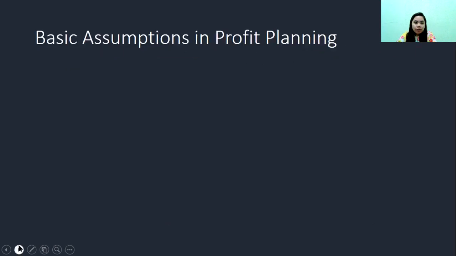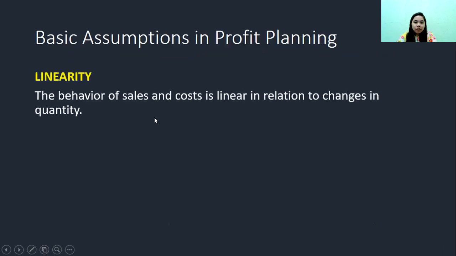The basic assumptions in profit planning, first is linearity. The behavior of sales and cost is linear in relation to changes in quantity. So there is somewhat a direct relationship between cost and sales in relation to quantity. There is a direct relationship for sales and cost with quantity produced or sold.